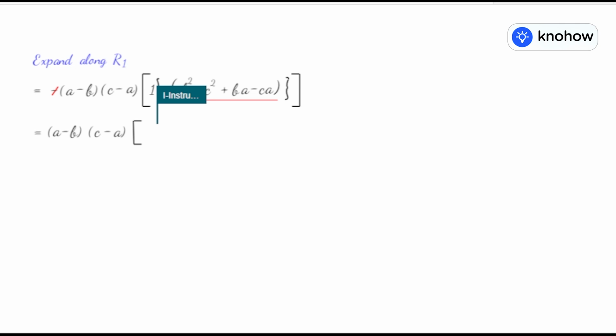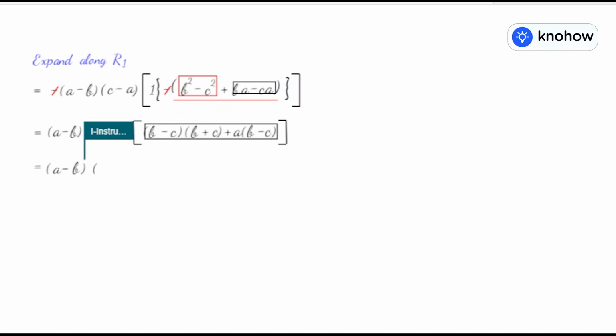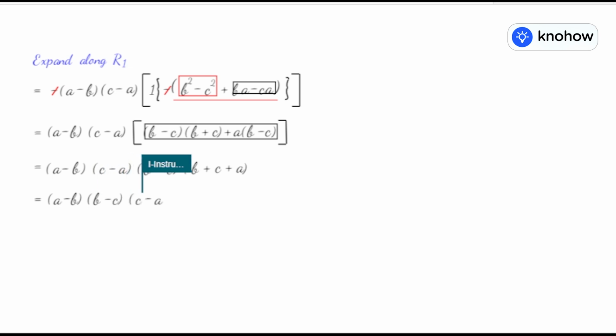What are the factors of B square minus C square? B minus C and B plus C. And out of these two factors, if you take A common, so you get B minus C. So now from this you take B minus C common, A minus B, C minus A. Taking B minus C common, you are left with B plus C plus A, which is the required result. Let me write in proper order: A minus B, B minus C, C minus A, and this B plus C plus A may be written in a better form: A plus B plus C, and that is the required right hand side.